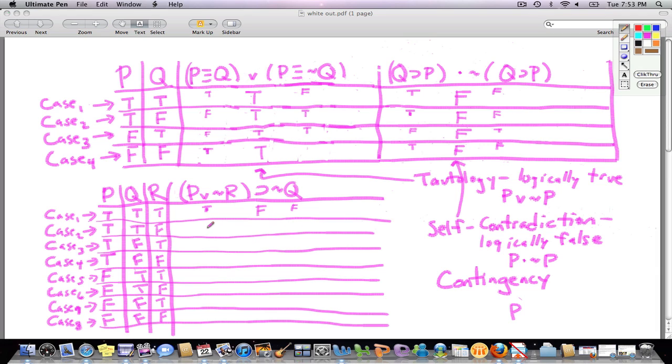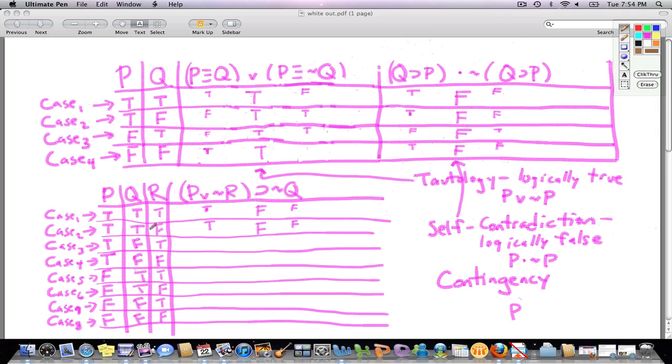I guess at this point, or I should say certainly at this point, we do not have a tautology, but it might be a self-contradiction or a contingency. It could be either one of those two. All right, continuing here. I have P true, R is false, so not R is true, so that's going to be true or true on the left, which is true. On the right, I'm going to have false again. Q is also true in case 2, so I have T horseshoe F. The expression is false in this case.